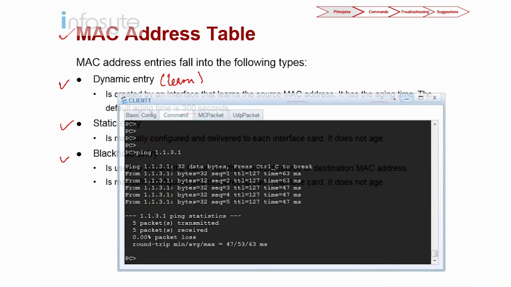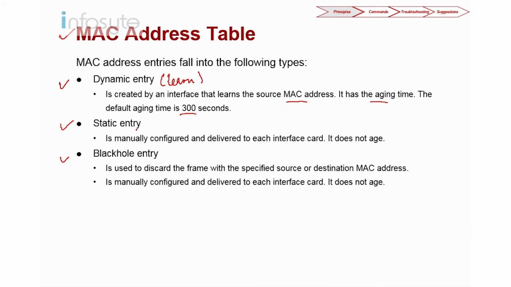Now let's look into the other one here, which is the static entry. A static entry is manually configured and delivered to each interface card. It does not age. The reason why you want to do that is for security purposes, because you do not want to use ARP to learn the MAC address. Instead, you configure it statically. The drawback definitely is that if you change your MAC address, or in this case your NIC card, where you have a static MAC address, then you have to update your switch.